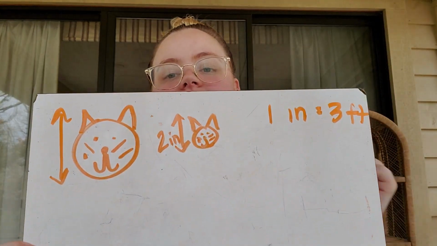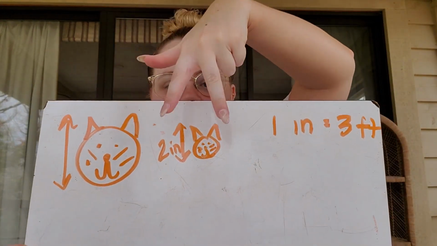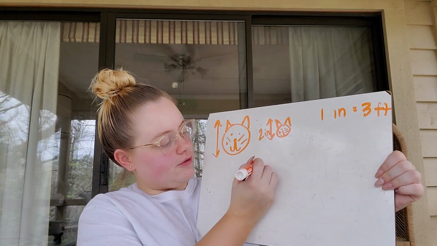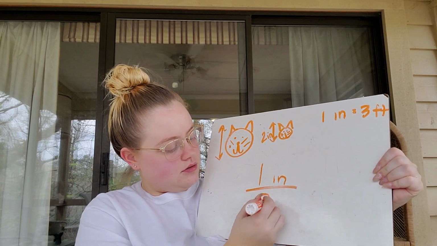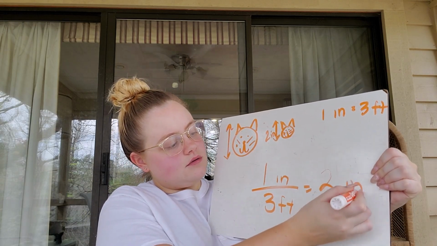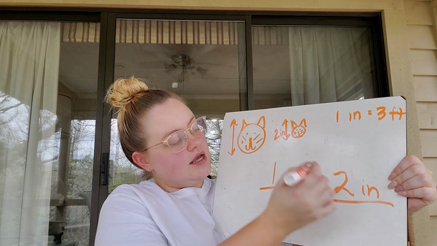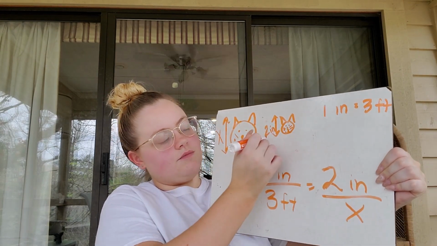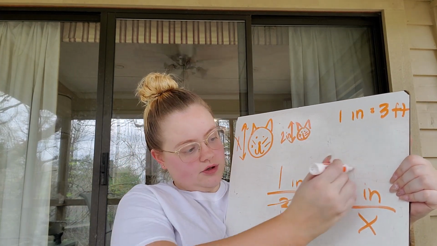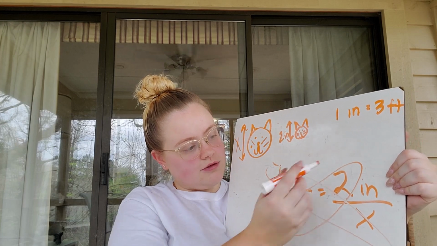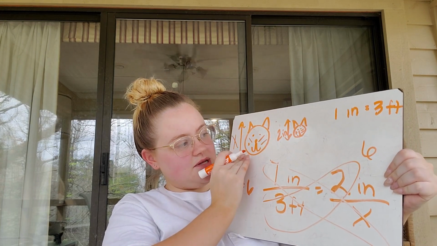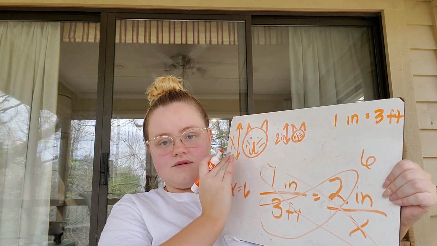I'm looking at this. I have faces of cats here, okay? My scale is 1 inch equals 3 feet. That's going to be the first part of my proportion. 1 inch to 3 feet, okay? Next part, I know that this is 2 inches over here. 2 inches. And I'm going to put that over x. Remember, corresponding sides go together, okay? And then I go ahead and I solve it like a proportion. I'm going to circle my diagonals, multiply 3 times 2, get 6, divide by 1, x equals 6. So this image is going to be 6 feet.